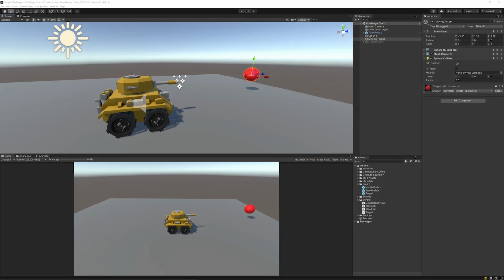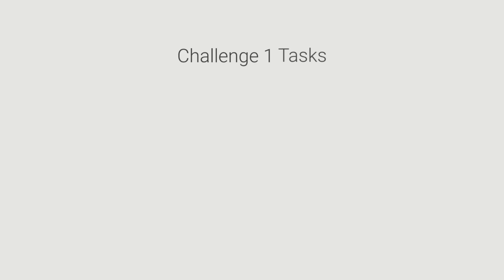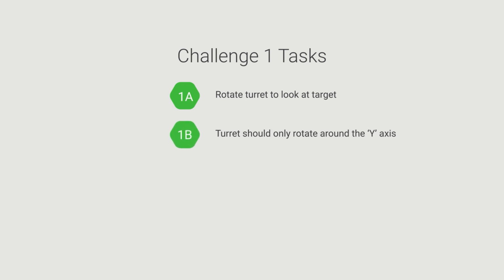So the tasks I have set out for you for this one, and as you can see, it's just a little tank simulation here. We've got a little guy here who's going to be shooting at different objects. And 1A is just rotating the turret to look at the target. As I mentioned earlier, sometimes there are a couple of different ways that things can be done. There are definitely two different ways that this can be accomplished. The second part, 1B of the first task, is that the turret should only rotate around the y-axis.